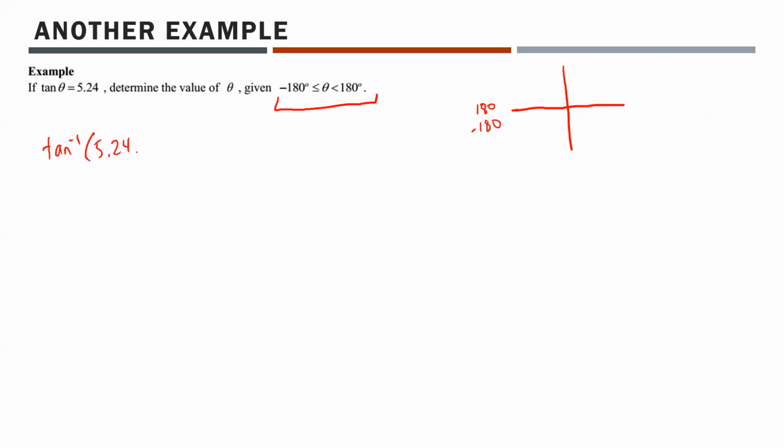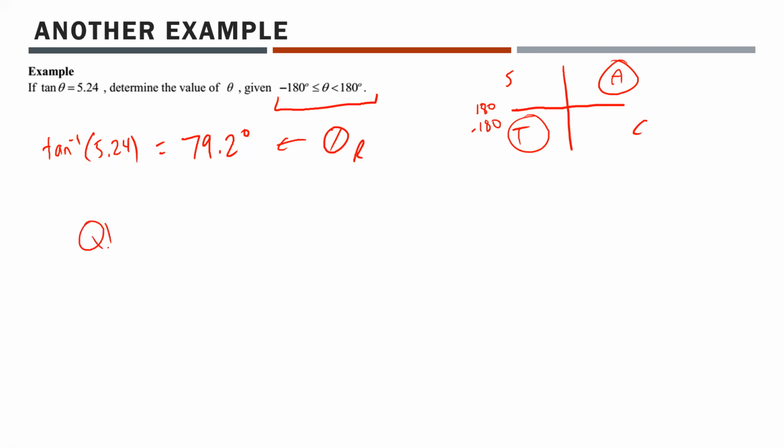Inverse tan of 5.24. Just give me a second here. If you take inverse tan of 5.24, let's just say to the nearest tenth, you get 79.2 degrees. Now let's keep in mind what quadrants this has to be in. By the CAST rule, tan is only positive in this quadrant and this quadrant, right? Now this 79.2 degrees is a reference angle, okay? You always get a reference angle by using inverse trig, especially when you take inverse trig of a positive number. This is our reference angle.